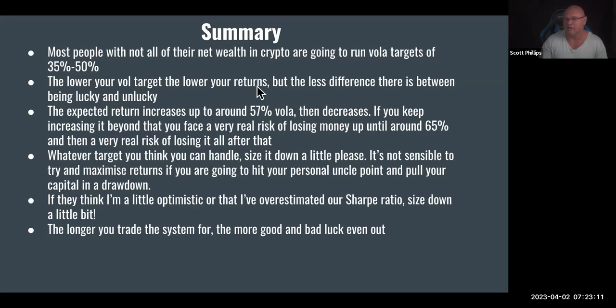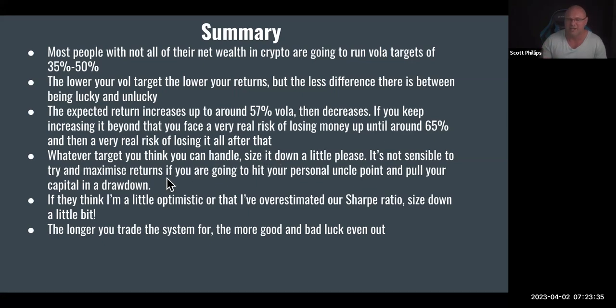The lower your vol target, the lower your returns, but the less difference there is between lucky and unlucky. The expected return increases up to about 57%, then it decreases. If you keep increasing it beyond that, you face a very real risk of losing money until about 65%, and then a very real risk of losing all your capital. Don't do that. Whatever target you think you can handle, size it down a little bit, please.